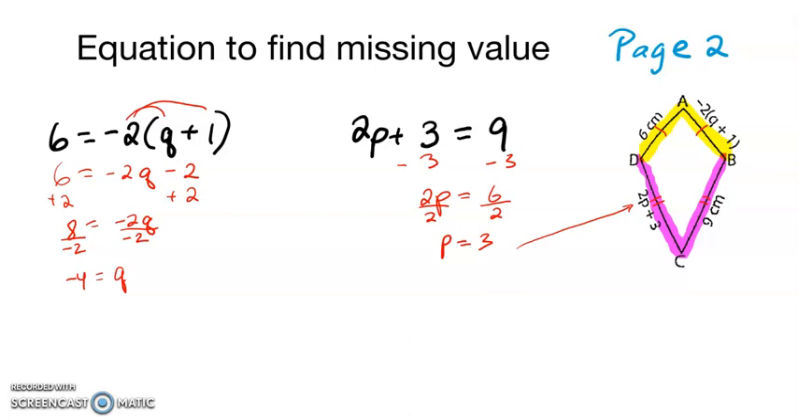And then we would go on and maybe answer some other questions like, oh, now can you find the perimeter of this shape or the area? This one would be a little more complicated to find area. We're not seeing that until secondary 2. Okay?